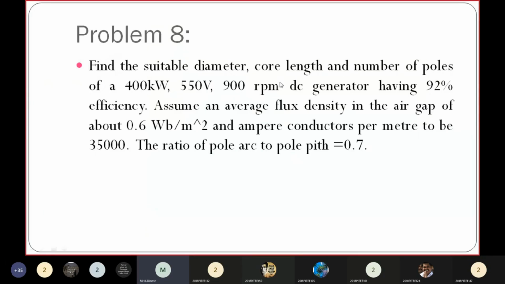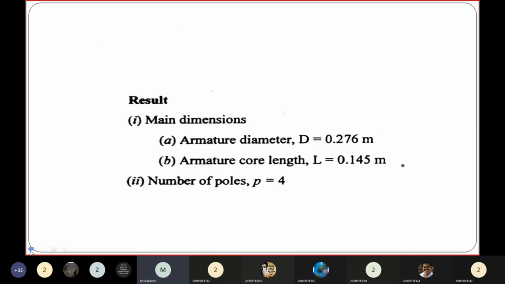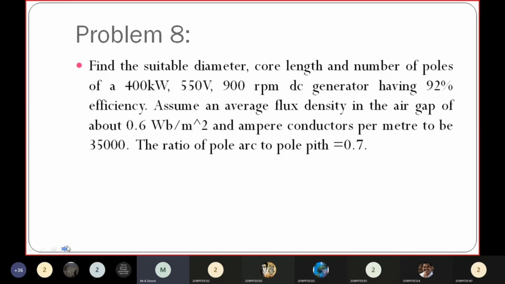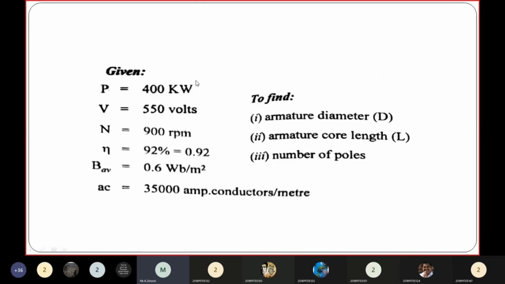Find the suitable diameter, core length and the number of poles of a 400 kilowatt, 550 volt, 900 rpm DC generator having 92% efficiency. Assume an average flux density in the gap is 0.6 Weber per meter square, ampere conductors per meter to be 35,000 and pole arc to pole pitch ratio is 0.7. So these are all the details given in the problem. We need to find out the number of poles, armature diameter, core length.